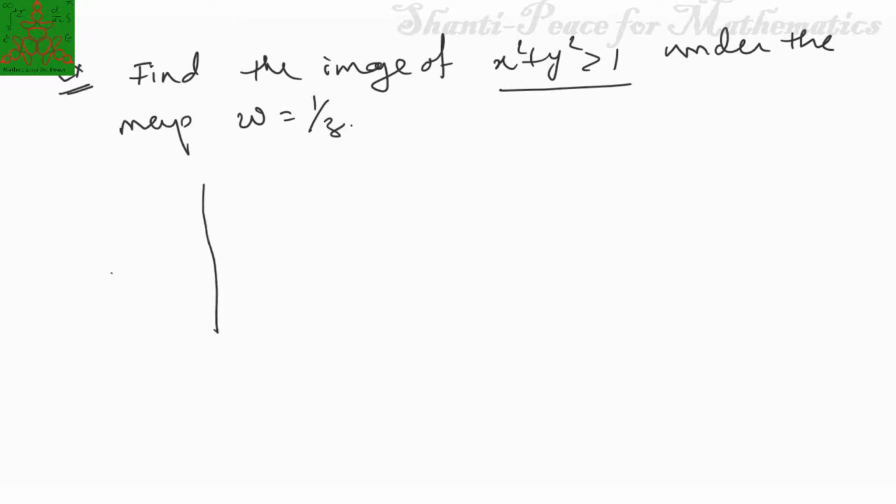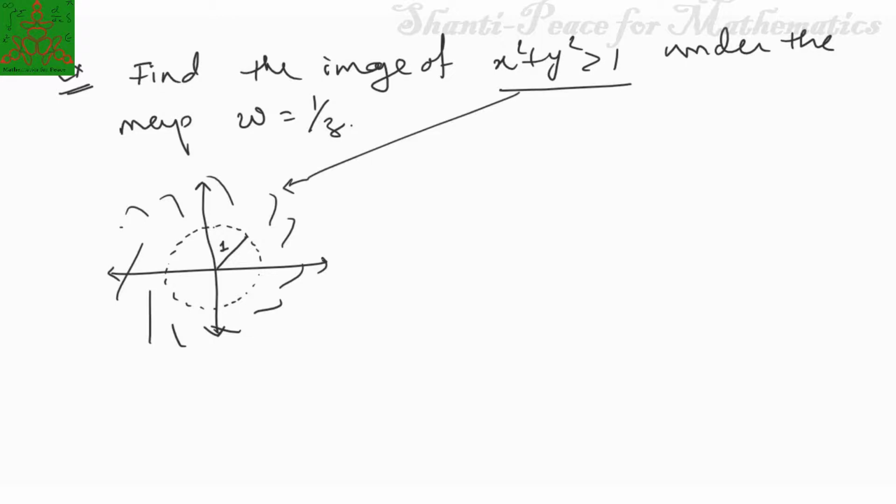The region x square plus y square greater than 1 actually represents the exterior part of a unit circle. So this is the unit circle you will have, and for x square plus y square greater than 1, the radius of this circle is 1. The exterior part of that is represented by this region, and the given map is w is equal to 1 upon z.